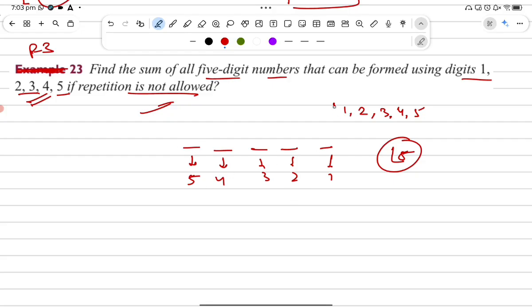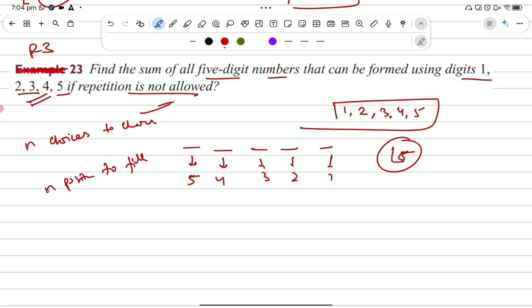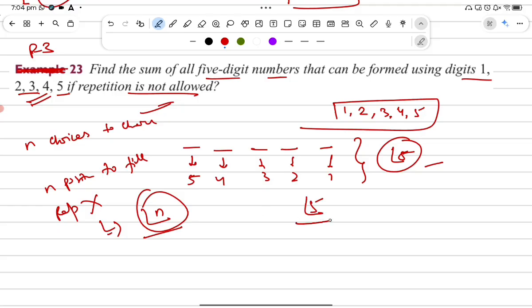Now, moving forward, whenever you have n choices to choose from and n positions to fill, and repetition is not allowed, you'll immediately say there are n factorial ways. I won't be doing this again and again. Alright, I'll be directly writing n factorial from now onwards. Sweet. So we can have 5 factorial, total 5-digit numbers made of these.